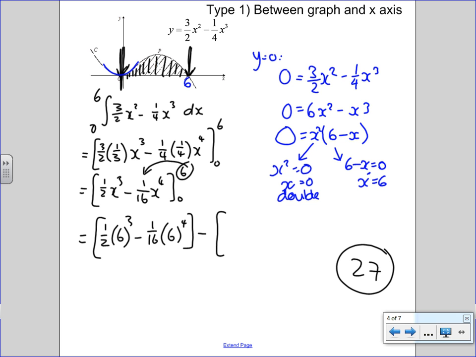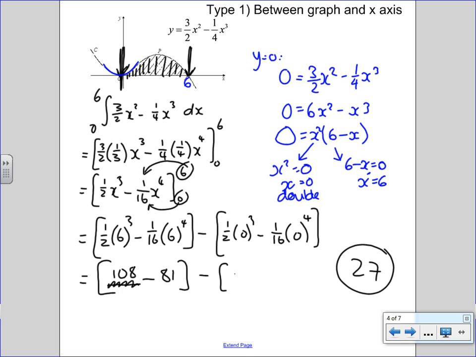Minus, I'm putting 0 in now. So this is a half 0 cubed minus 1 over 16, 0 to the 4. That's easy, that's just 0. So I've got 6 cubed over 2, 108. Just 108? Oh, it already is. Right. 108 minus 81 minus 0. I can do that one myself. It's nice with 0. Is that 27? Yay! 27. Hooray. Fantastic.